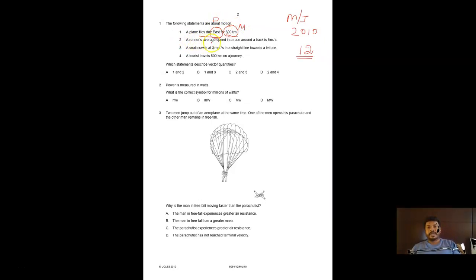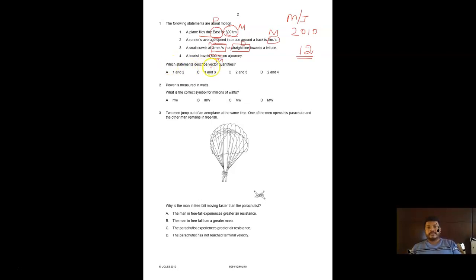And a runner's average speed is a scalar quantity around the track, 5 meter per second. So here you have magnitude, there is no direction. A snail crawls at 3 millimeter per second. Here is a magnitude. Straight line is a direction. So here you have a magnitude, and here you have a direction towards a lettuce. And the fourth one, a tourist travels 500 kilometer on a journey. This is just a magnitude.